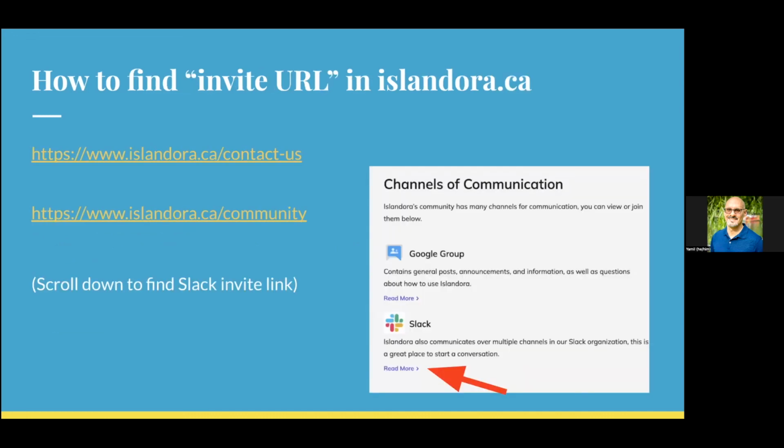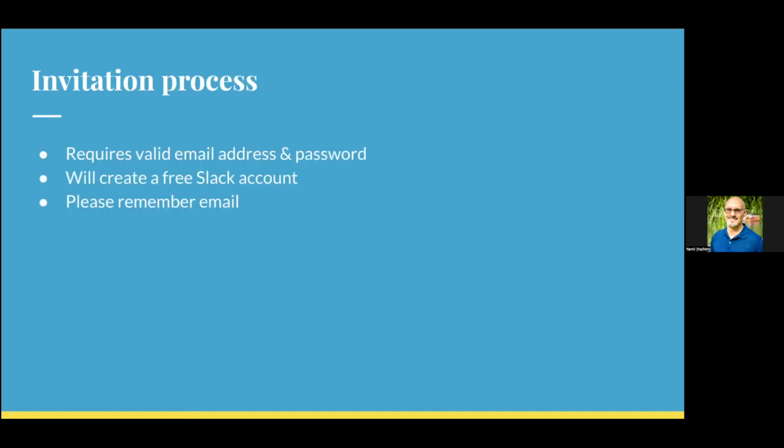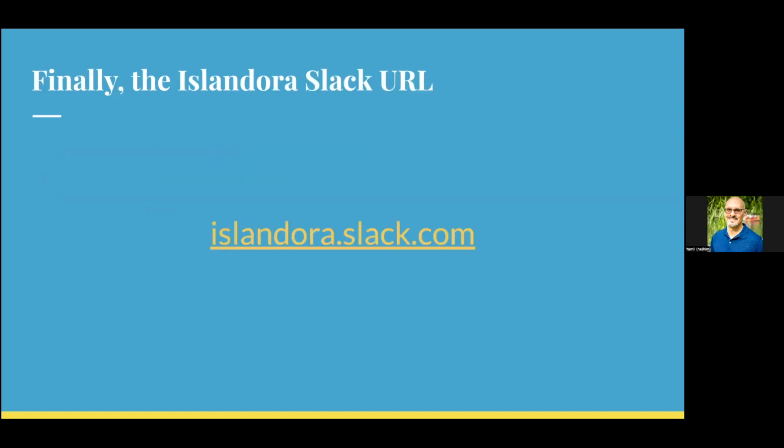That link can be found later on if you go to the Islandora CA website and go to the Contact Us page or the Community page. Scroll down and you'll see this Channels of Communication section. And if you click on Read More, you'll get the invite link. This invitation process will require a valid email address and some valid password, but it'll give you finally access to the Slack workspace. And through this process, you end up with a free Slack account. I recommend you please try to remember what email address you use so you can access it later. And once you've done the invitation process, the URL for our Slack is very simple. Just point your browser to islandora.slack.com and you'll be able to use Slack right in your browser.